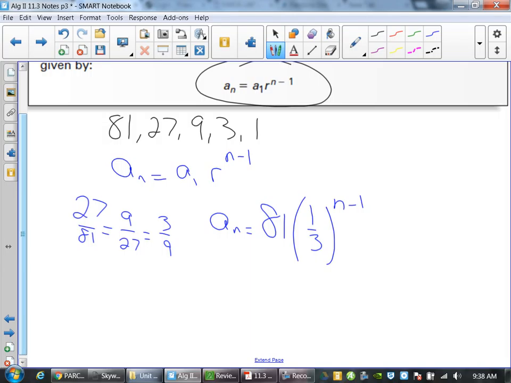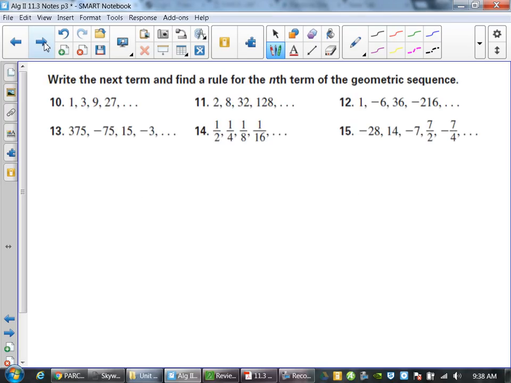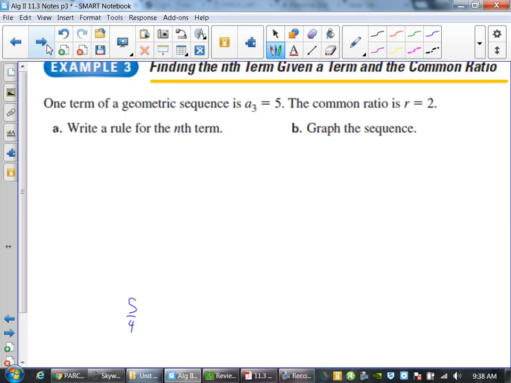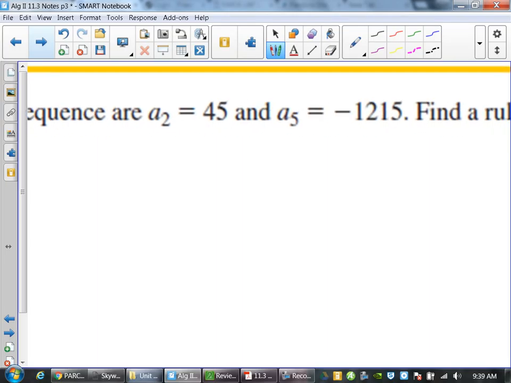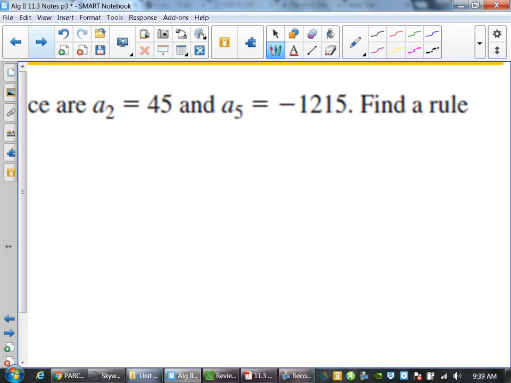The first tricky-ish part of this is when I had you find the rule when you had two terms. Because if you were given a specific term and the rate, that's easy. You just solve for the first one. You're okay with that. Now, in this case, when you have two terms, you're basically doing the same setup as you did when you had two terms with the arithmetic. You're setting up a system of equations. Okay? What you want to do is write it out.